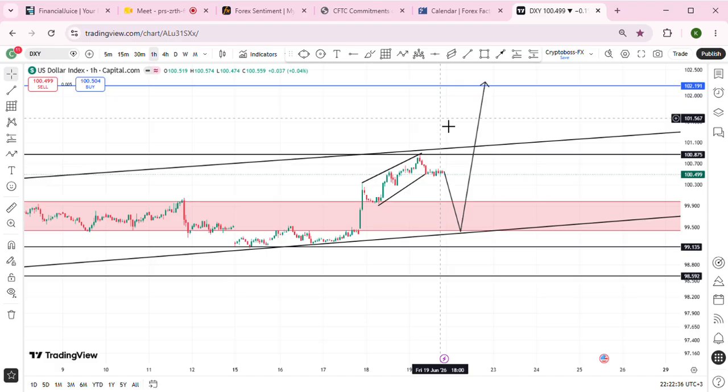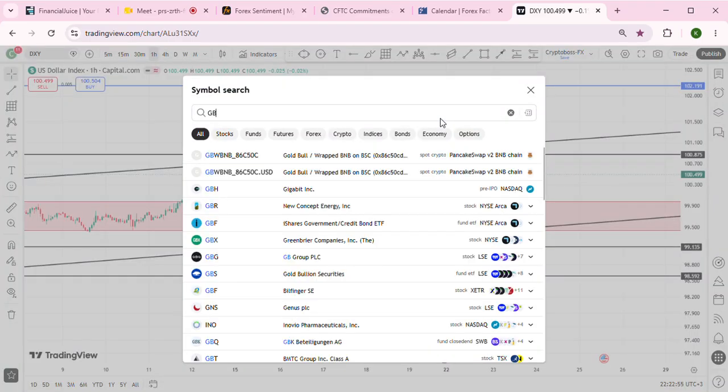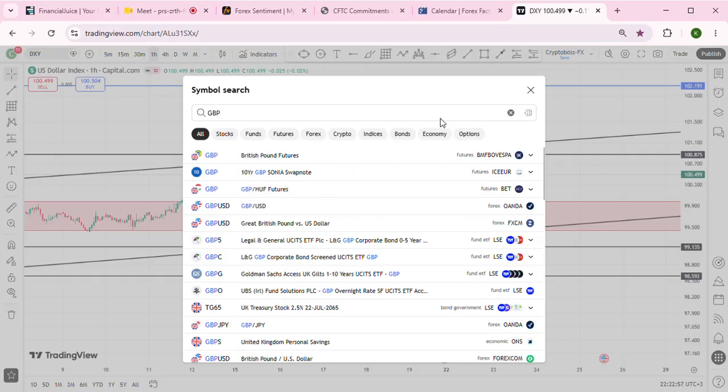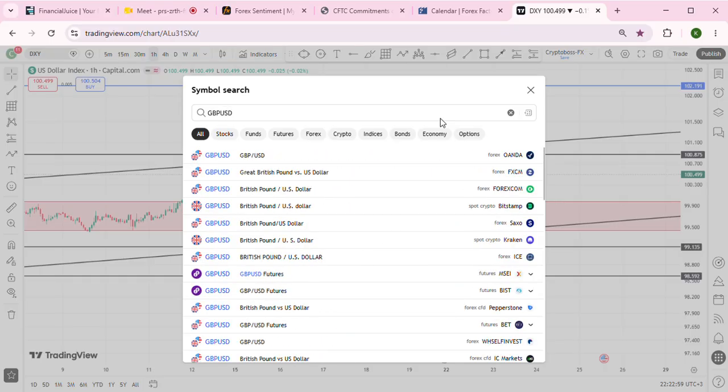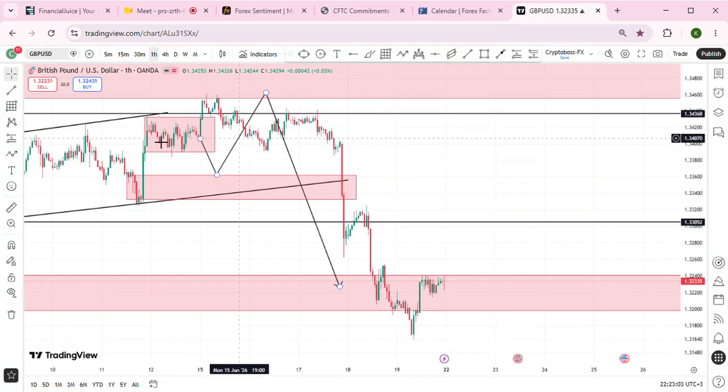You can check on GBPUSD. Let's have a look at GBPUSD. So let's see what we expect on this pair.